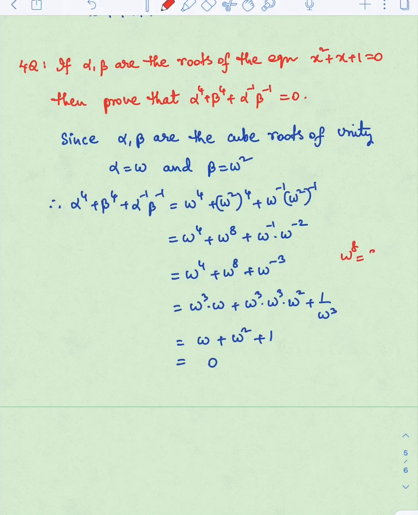That is, omega power 8 can be written as omega power 6 into omega square. That is omega cube square into omega square. So you get 1 here, 1 square. You get 1. You get only omega square. Here it is 1 omega. Omega square, and it is what? 1 by omega cube, which is 1 by 1. That is 1. So the value of 1 plus omega square is 0.